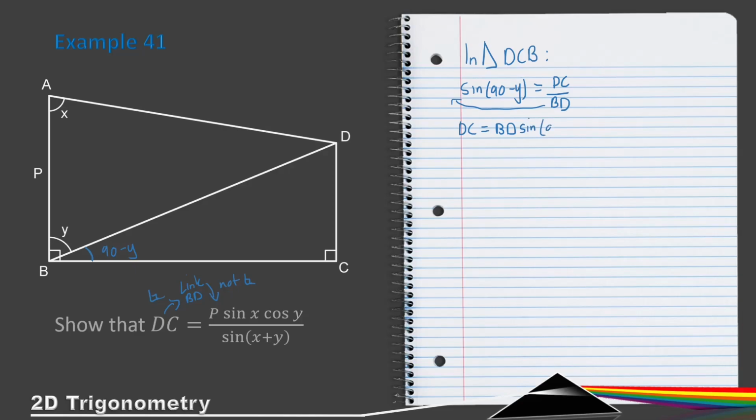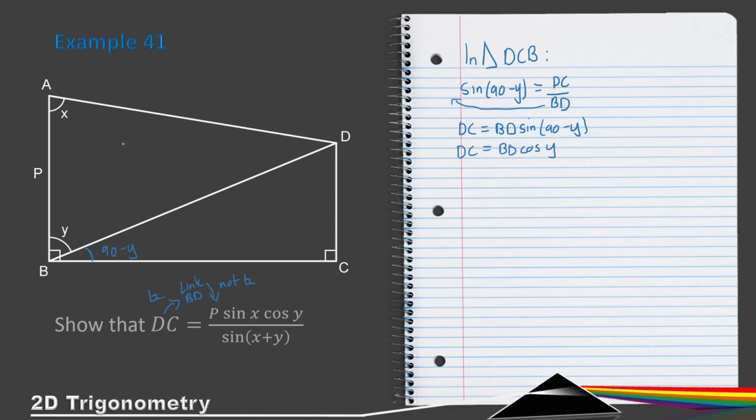of 90 minus y. One more thing I can do to simplify this is use a reduction formula to simplify 90 minus y, and this changes into the co-ratio because it's 90. So DC is BD cos of y. Revise your reduction formulas if you don't know what's happening there. Now that is our first equation. We have DC in terms of the link. Now we need to find BD in terms of P. So let's see here.